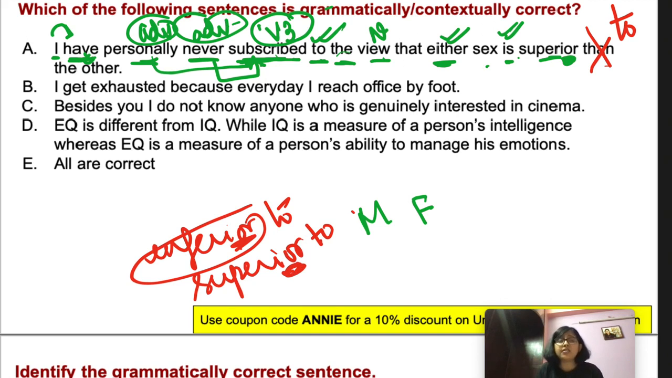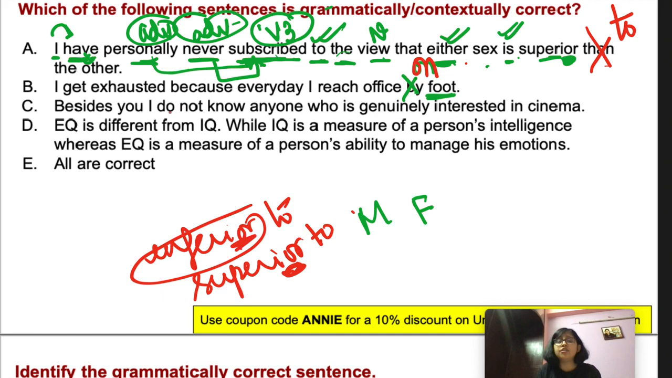I get exhausted because every day I reach office by foot. So when you talk about foot, you don't walk by foot, you walk on foot.